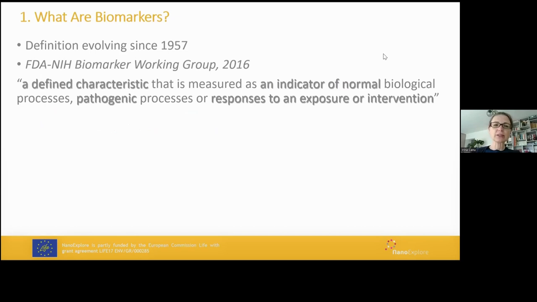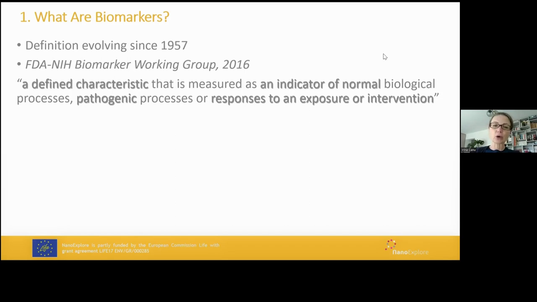So let's start with the definition of the biomarker. There are very many definitions because the first one dates from 1949. It was for biochemical marker, and the biomarker was first mentioned and defined in 1957. But today I will use the definition provided in 2016 by the Biomarker Working Group, which belongs to the Food and Drug Administration and National Institute of Health in the United States.